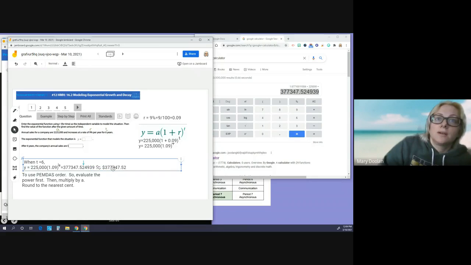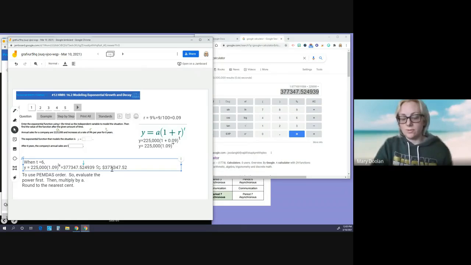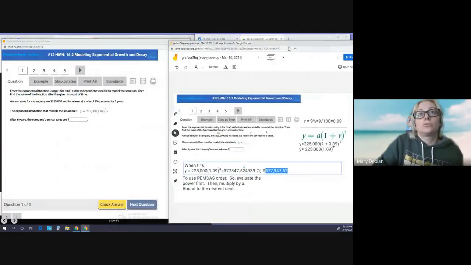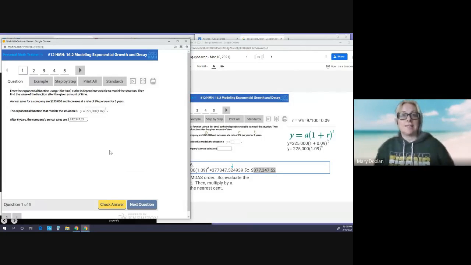Like that. Right here. So the rule with commas is every 3 digits, you put a comma, working your way to the left. So this is the actual value that I'm going to put in here. $377,347.52. Okay, I have the comma. I rounded correctly. I didn't put a double dollar sign, and it should be correct.